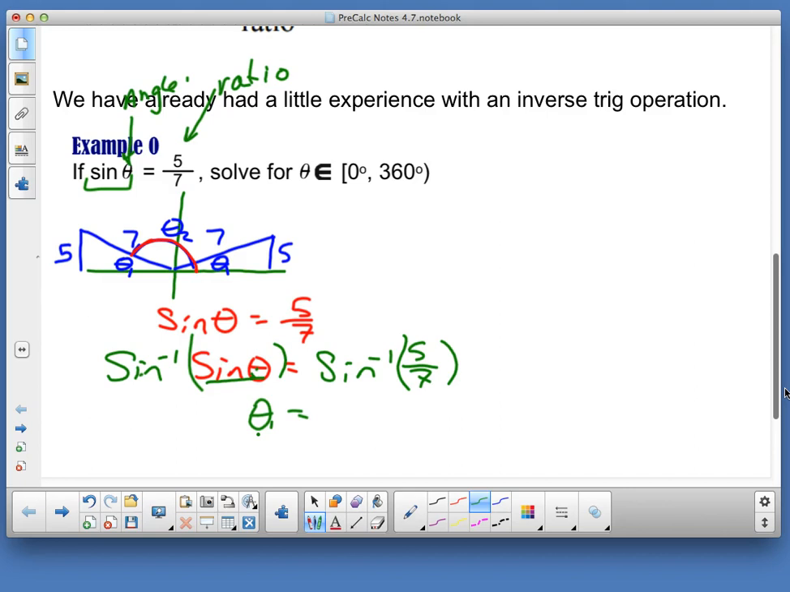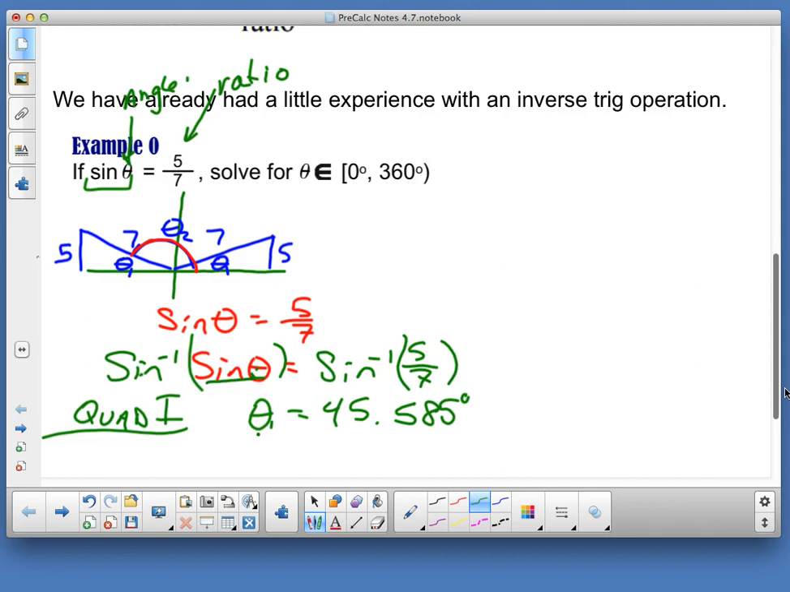We're taking the inverse sine of both sides. This is the function we're working with, and I'm taking the inverse sine of both sides. In doing so, I get this inverse sine. This is 45.585 degrees. Are you okay with the value that you got? Now, remember, that is my first quadrant. This is in quadrant 1. Does that make sense?